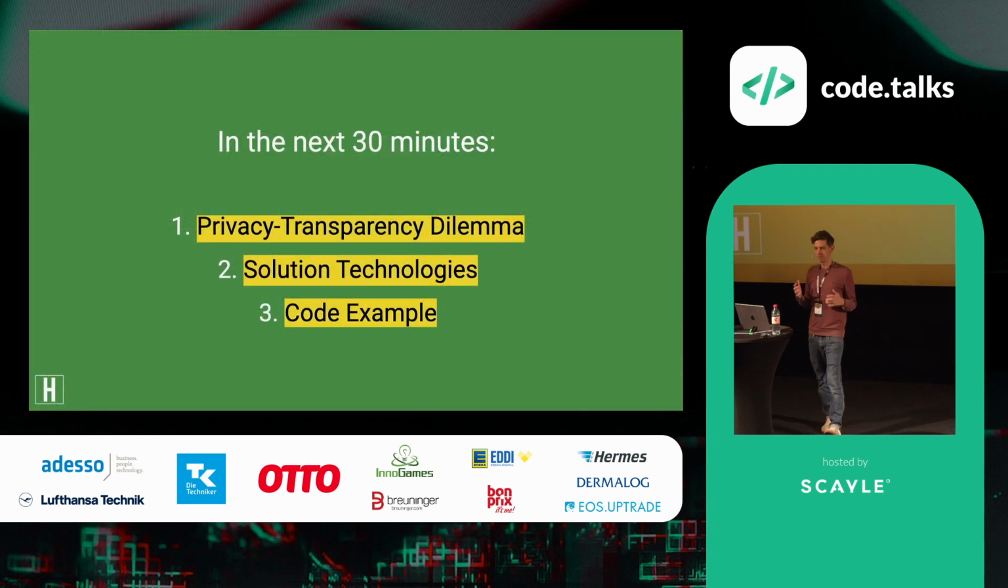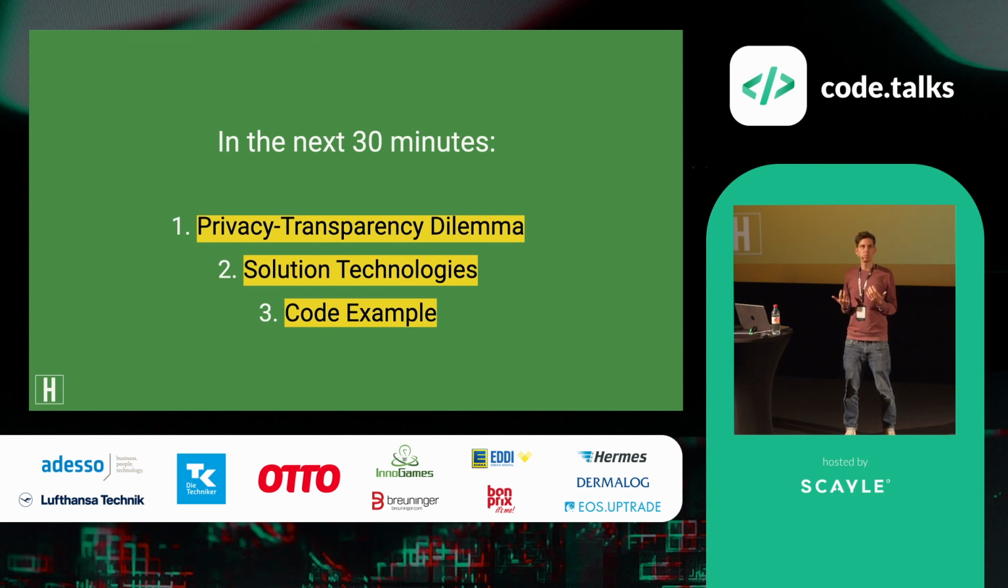And to start, at first, we will look into the privacy transparency dilemma. So on the one hand, you have privacy and it's important. On the other hand, you have transparency, so using the data, and it's important as well. So there is kind of a dilemma and trade-off, and we will talk about this. And then we will have a look into solution technologies. So what are technologies out there that are tackling this dilemma? So we can have both privacy and transparency.